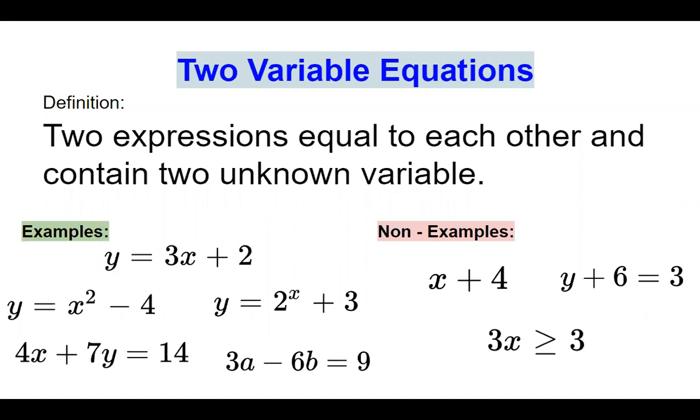Daisy, I better, Daisy. I bet JC, sorry. Daisy, pick another one. We have y plus 6 equals 3 and 3x. Yes. Why is that one a non-example? There's only one variable. All right, Daisy, pass it on.